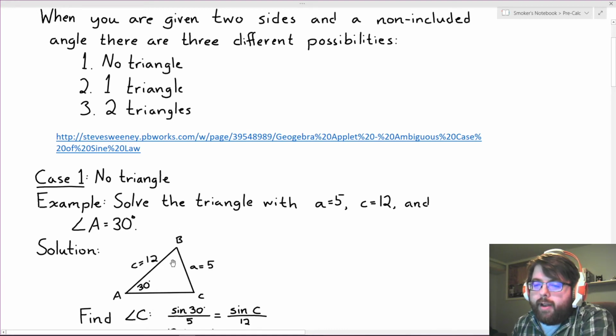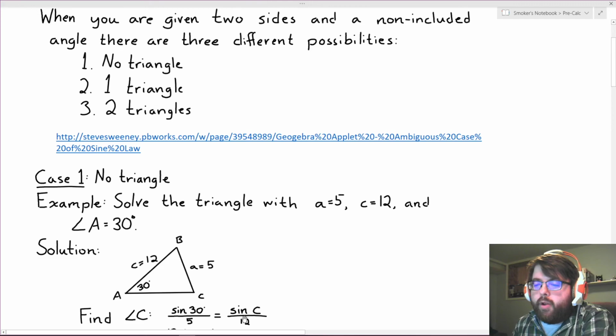So what we have to do to find angle B is find angle C. Then we can do 180 minus those two to find B. This is not a right triangle, so we can't do any trig function to find angle B. So we have to find C, and we can find C because we know its opposite side. We know this angle and its opposite side, so we use the law of sines to find that.